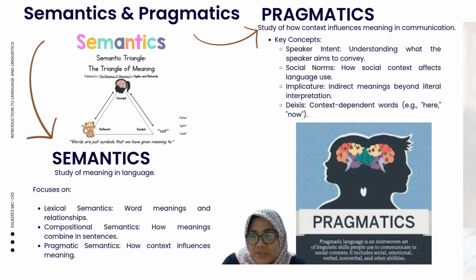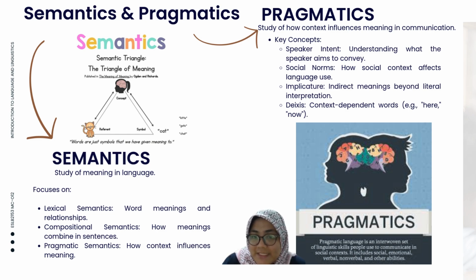The next is social norms. These are the unwritten rules that govern language use in different social contexts. They affect how we communicate based on our relationship with others.